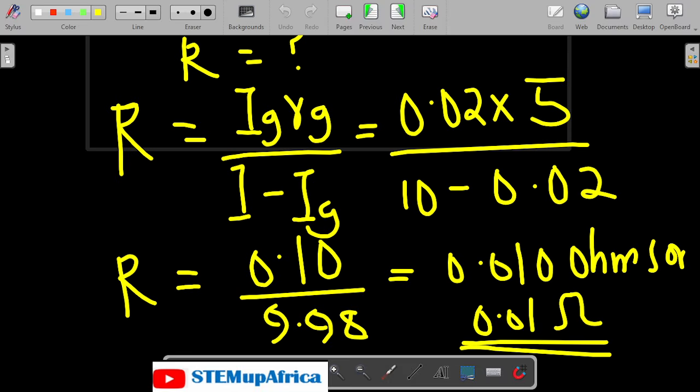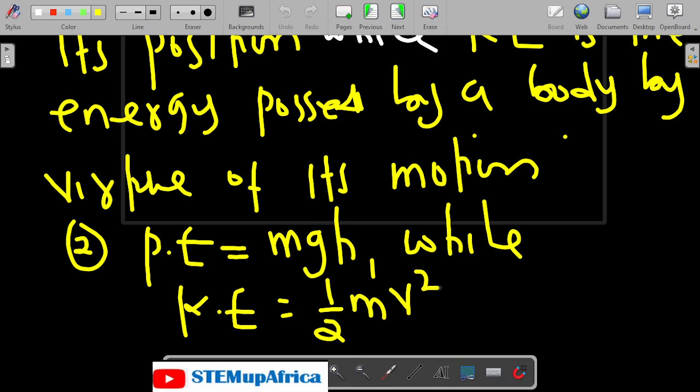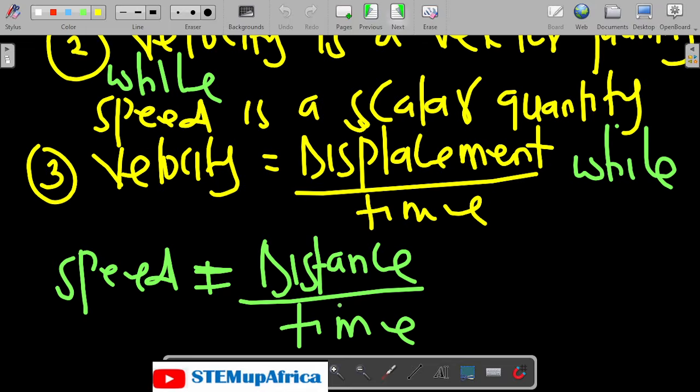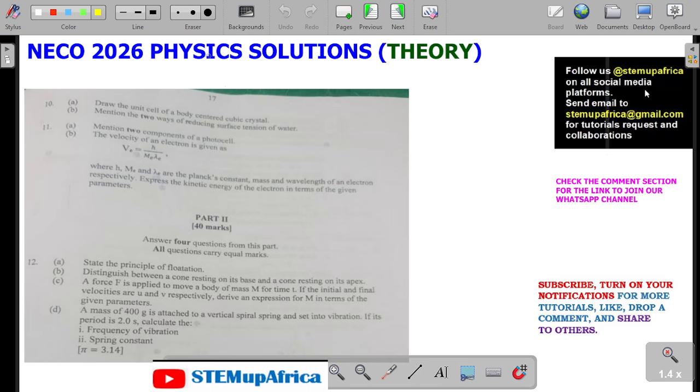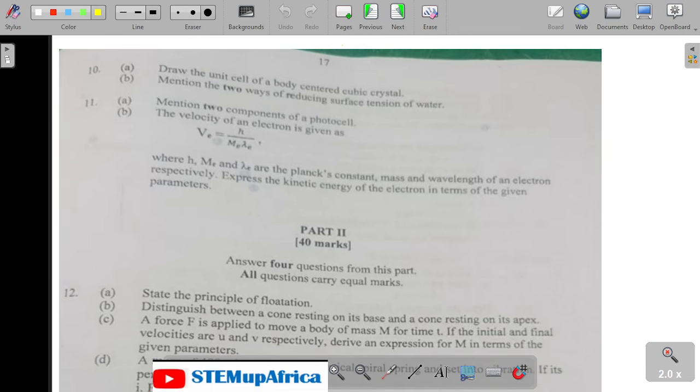So let's see question number 10. Then the objective will also be there. Very, very important. So make sure you follow through. Question 10 says, draw the unit cell of a body center cubic crystal, also called BCC. Body center cubic crystal is referred to as a BCC. This is under crystals in SS1 topic.